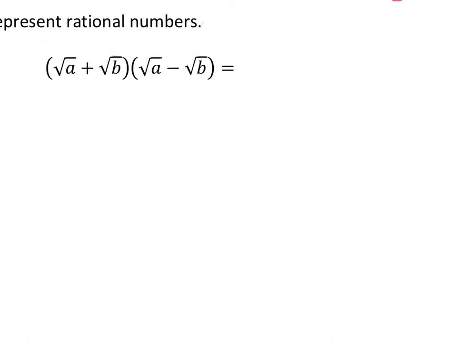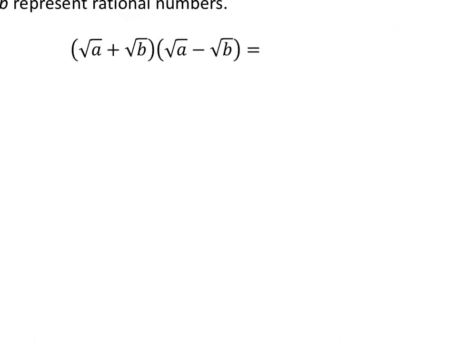Okay, so let's FOIL the one with the square roots first. First times first gives you A because it's the square root of A squared, which is just A. Okay, outside times outside.